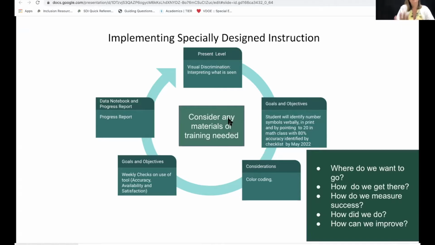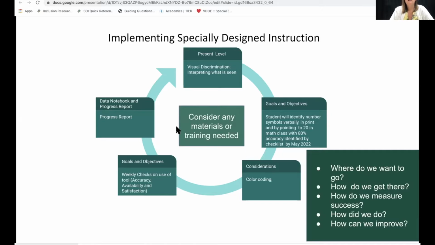So we're going to look at all of that and we're going to say, okay, what's a goal that they need for mathematics? What do I need for that child to be able to access the curriculum for that goal? And I'm going to make my considerations. At this point, we're talking about color coding. And that's going to be something that I'm going to do. The instruction for color coding is the SDI. And then, of course, our goals and objectives are going to be how are we going to monitor those? And then how are we going to make sure that we're communicating that? So through a progress report.